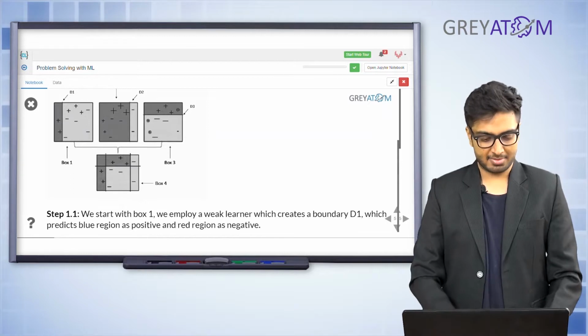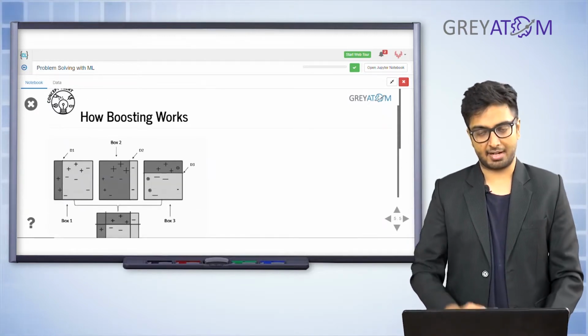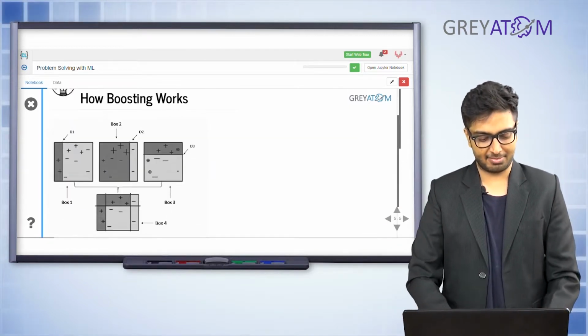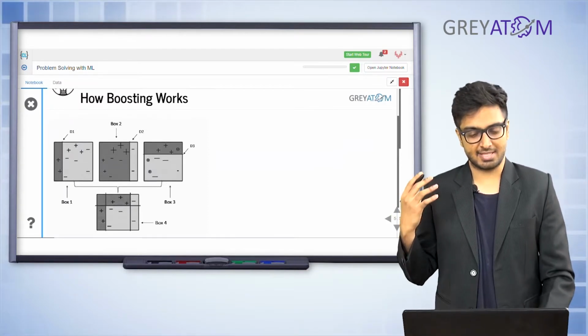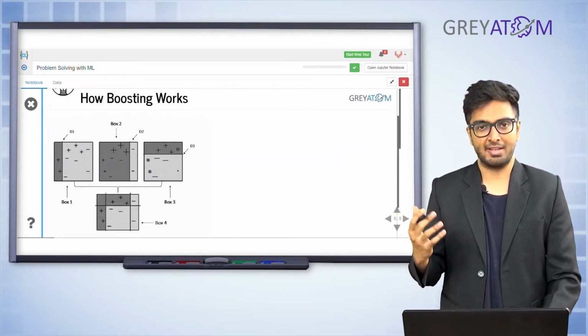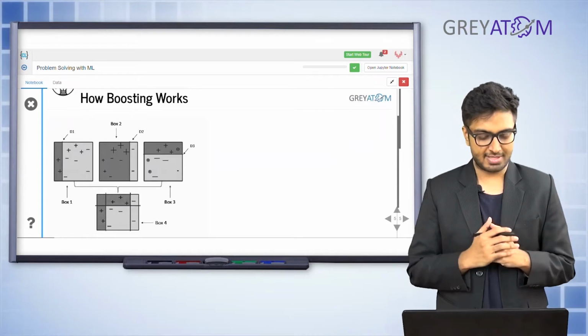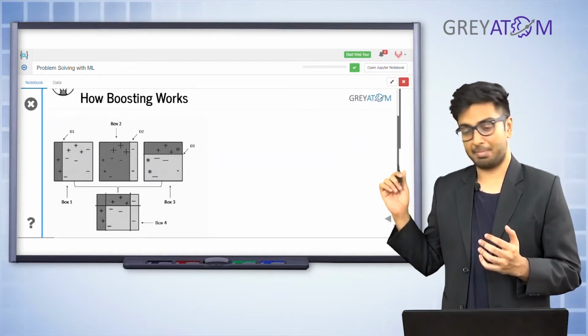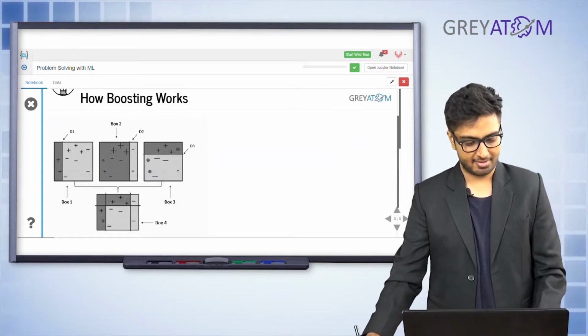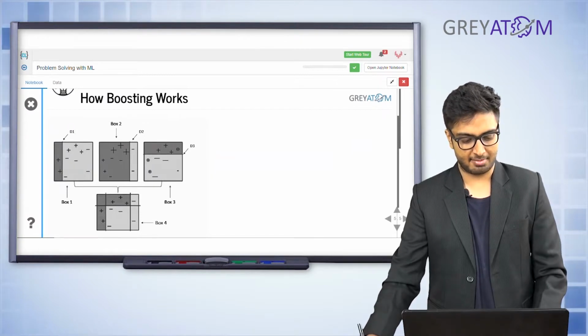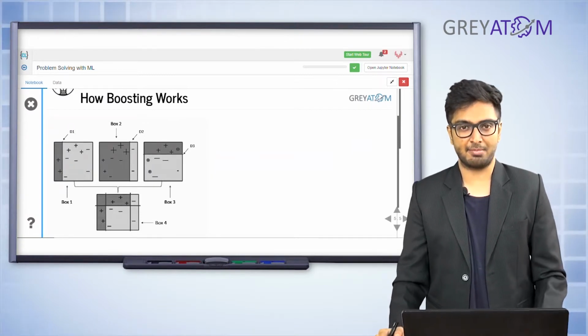So this is the diagram. First, don't try and look at the entire diagram. This is how boosting works. Let's first develop the intuition. For now, just look at box 1. That is your first model. It's a classification model. As you can see, there are pluses and there are minuses here. So it's a classification problem.